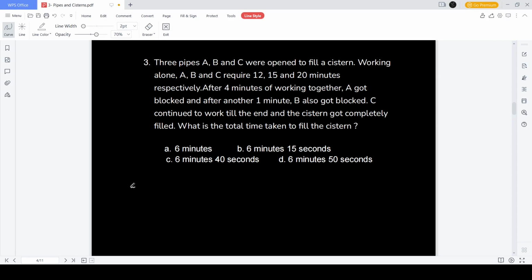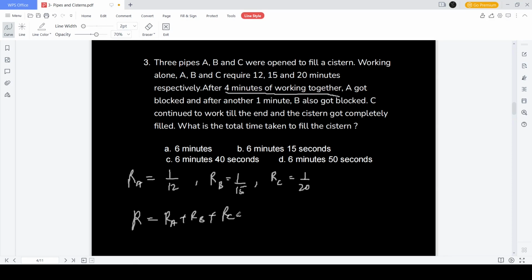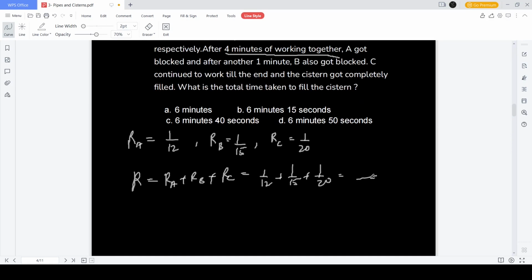First of all, we start with the rate of A, that is 1 by 12 of the tank per minute. Rate of B is 1 by 15, and rate of C is 1 by 20. Then 4 minutes they work together, so we have to find the total rate as rate of A plus rate of B plus rate of C, which is 1 by 12, 1 by 15, 1 by 20. I can see 60 here. So common denominator 60: 3, 4 and 5. 3 plus 4 is 7, 7 plus 5 is 12. So this comes as 1 by 5.